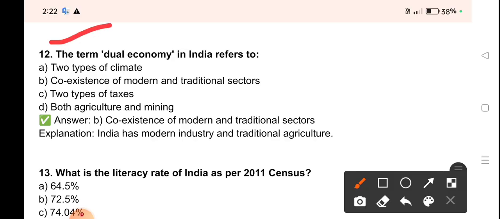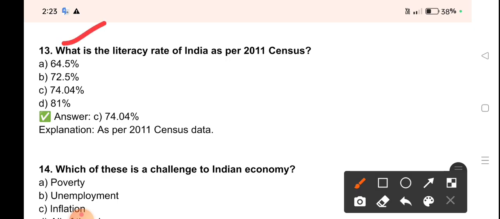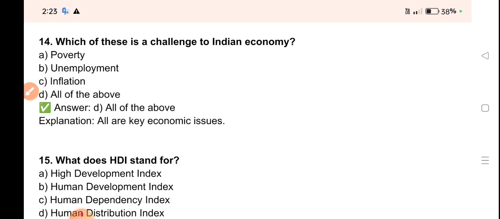The term dual economy in India refers to the coexistence of modern and traditional sectors. That is the correct answer. India has modern industry and traditional agriculture. What is the literacy rate of India as per the 2011 census? 74.04% is the literacy rate of India as per the 2011 census.